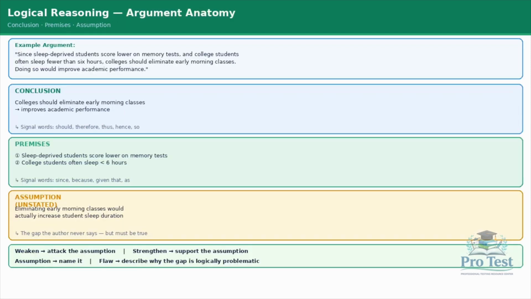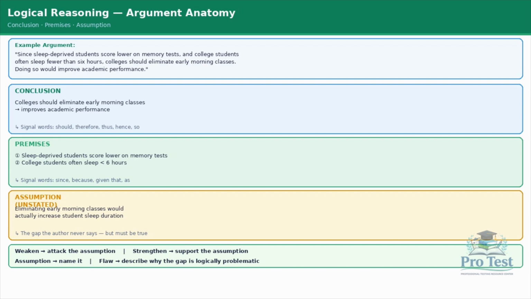Look at the argument anatomy diagram on screen. Every LSAT argument has 3 components. The conclusion is the main claim the author is trying to establish. It answers the question, so what is the author trying to prove? Signal words like therefore, thus, hence, so, and consequently point to the conclusion.